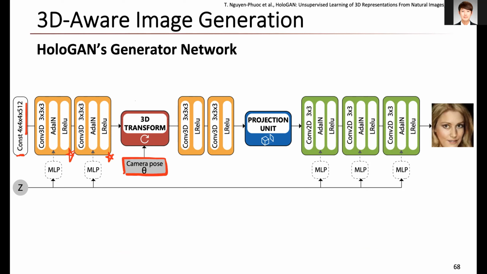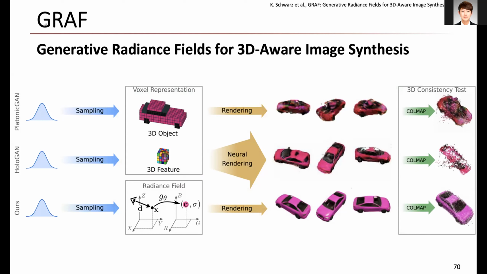After that, GRAF, Generative Radiance Fields for 3D-Aware Image Synthesis, an ECCV 2020 paper, was proposed. This paper was based on the neural radiance field. We'll talk about neural radiance field later, maybe in our 3D computer vision lecture, but we'll just briefly mention it. So the main idea of GRAF looks like this.